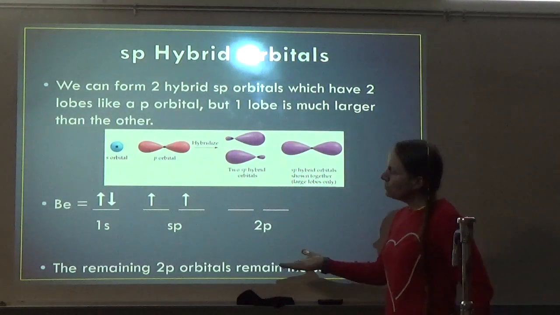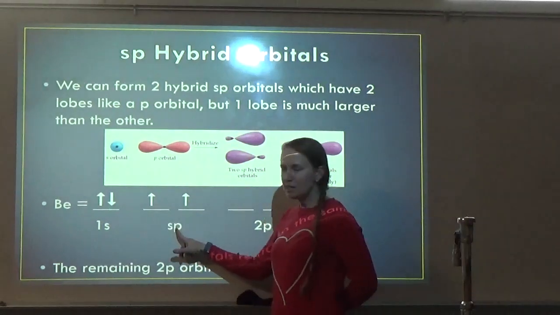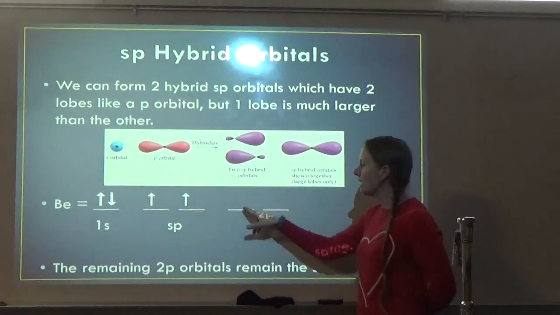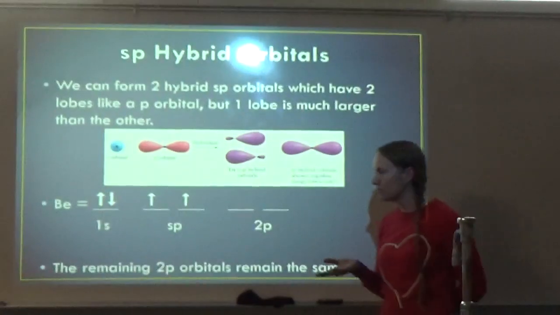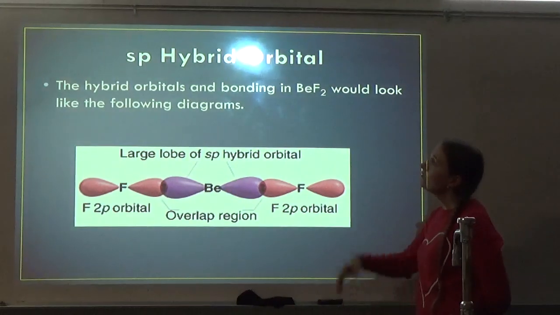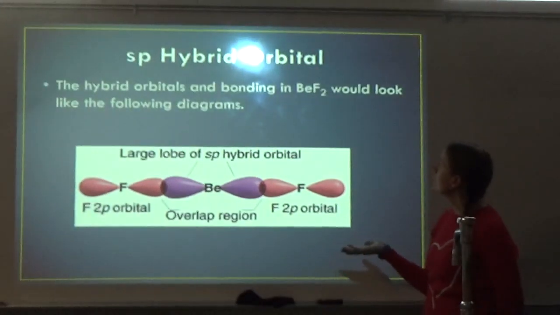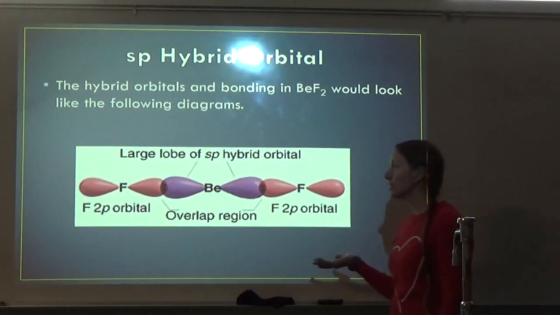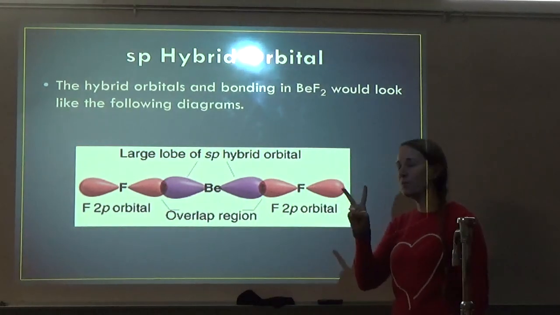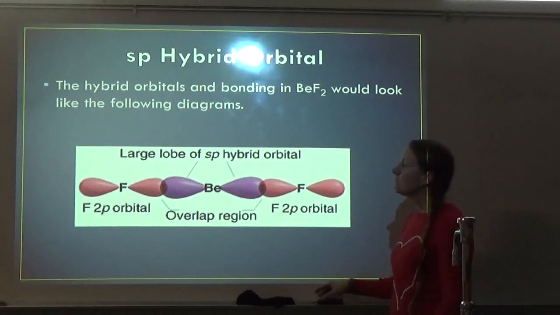And so what we do is we say, okay, these are going to be sp orbitals, so now they're the same, and then we still have our normal 2p orbitals left over. So the remaining 2p orbitals remain the same. So the hybrid orbitals and bonding in BeF2 would look like the following diagrams. So it has sp hybridization, because we took one s and one p and hybridized them to make the bonds equal.